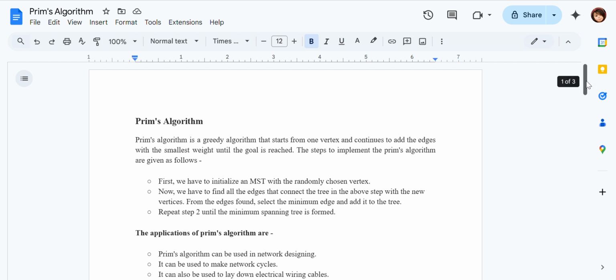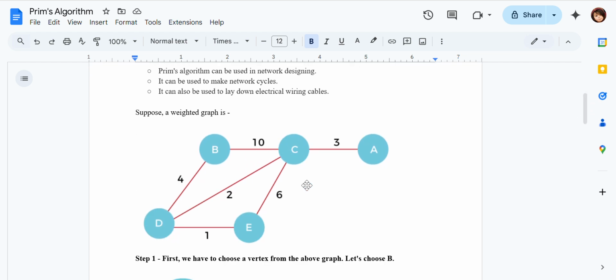I'll repeat how to solve it again. From the original graph, choose an arbitrary vertex, any random vertex. From that vertex, you go to the adjacent vertices and see which is minimum. Then add that edge to the minimum spanning tree. Again from that you take the adjacent vertices and see if there is any other edge which is minimum, and so on.